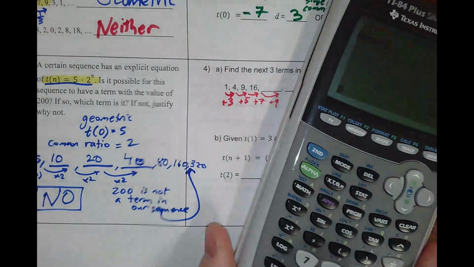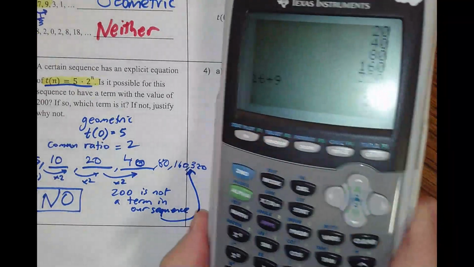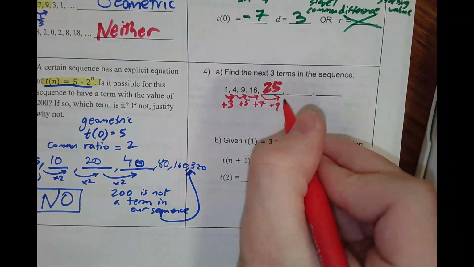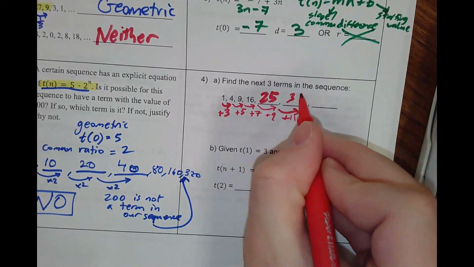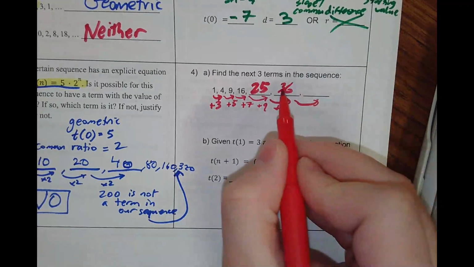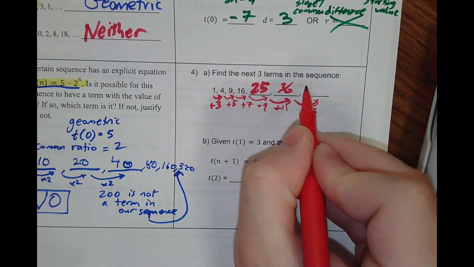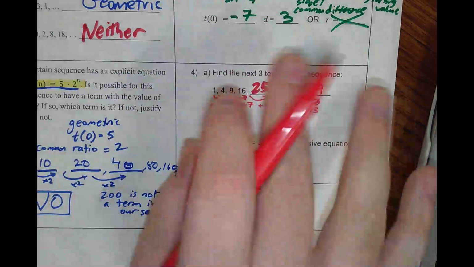So if we do 16 plus 9, we're going to get 25. And if we add the next odd number, if we add 11, we'll get 36. And if we add, what's the next odd number? 13. We'll get the number 49. So that's one way to recognize the pattern that's going on here.